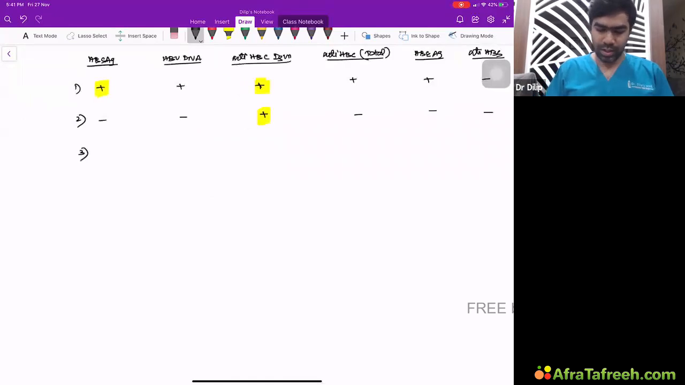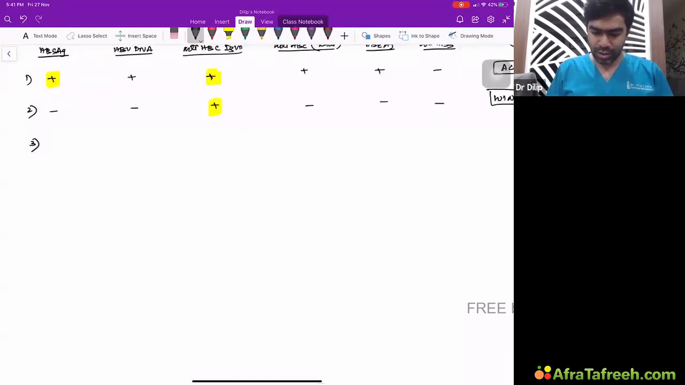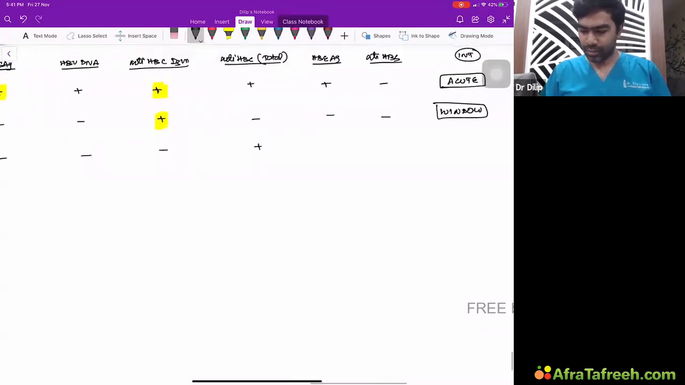Okay, and number three, I can talk about HBsAg negative, HBV DNA negative, anti-HBc IgM negative, total anti-HBc positive, HBeAg negative, and anti-HBs positive. So what is the inference here?